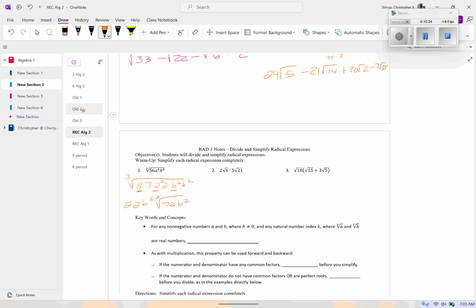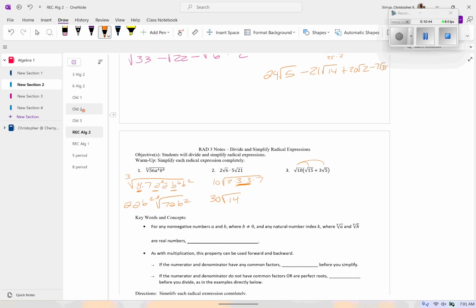Number 2, outside, I'm going to get 10. Let me break this down. I get 2 times 3. 21 is 3 times 7. Here's my perfect square, that's 9. Square root of 9 is 3. Multiply to the outside, 10 times 3 is 30. So I get 30 root 14.